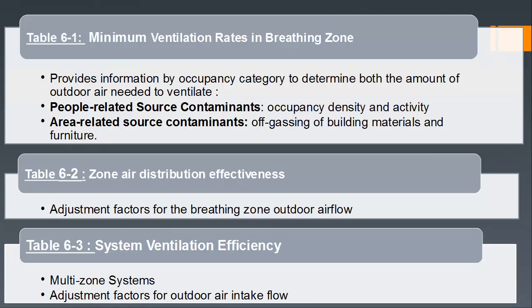Zone air distribution effectiveness has adjustment factors for the breathing zone, outdoor airflow. These are all tables in the LEED reference manual. And then table 6.3, system ventilation efficiency, shows multi-zone systems and adjustment factors for outdoor air intake flow. This is a very technical section of LEED, so it's important to review these.